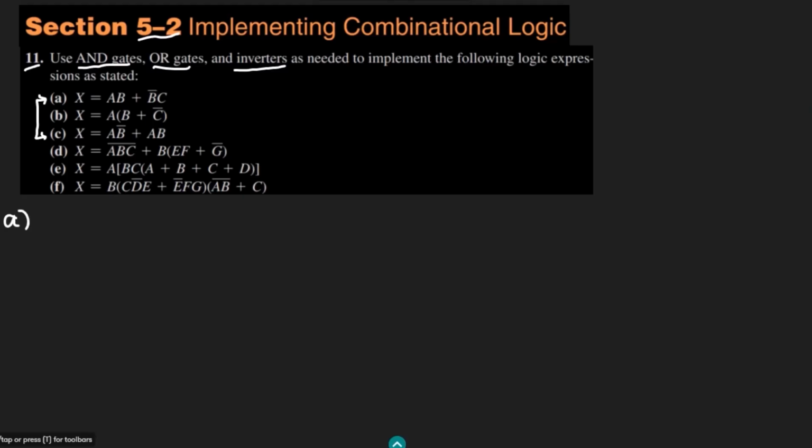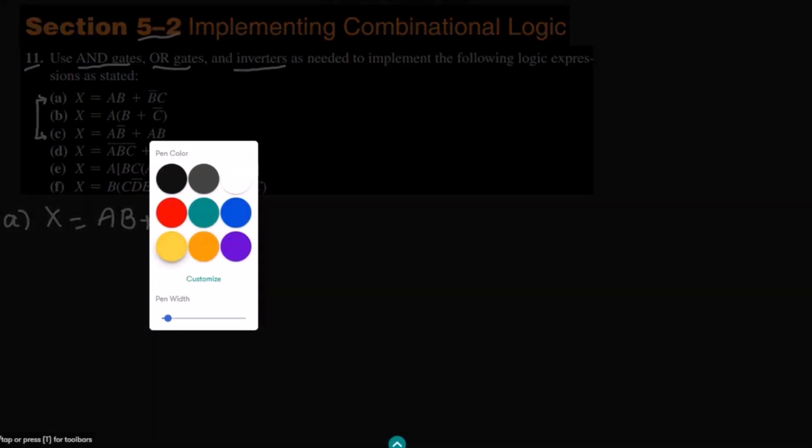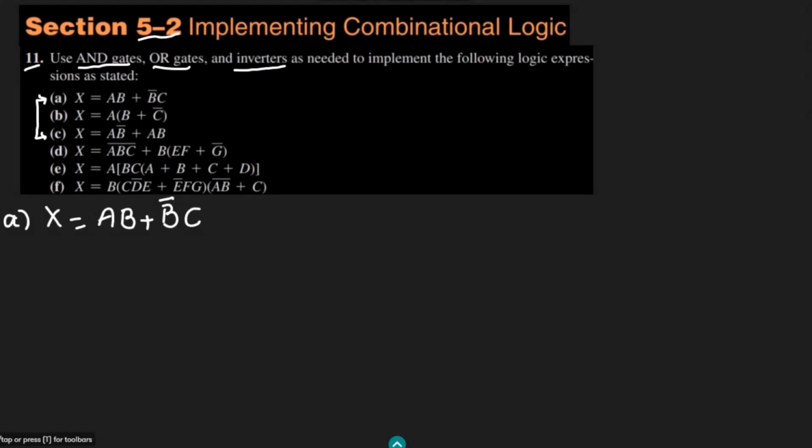So here part A is X equal to AB plus B complement C. Okay, so what is the procedure here? In order to proceed, first of all I have to look at how many inputs I have. Here I have 3 inputs, and these inputs are A, B and C. Let me first write them here. The input lines are A, B and C.